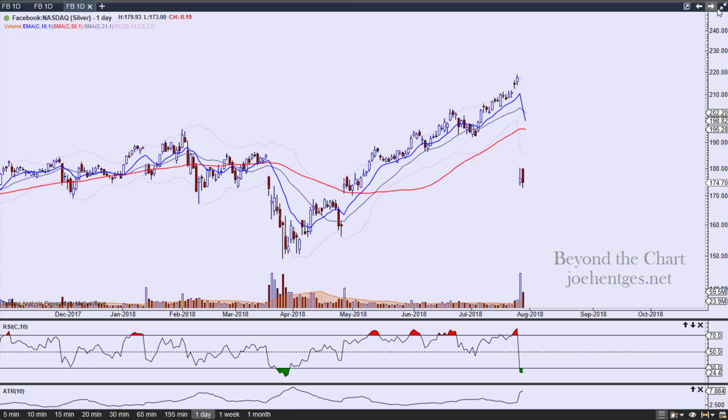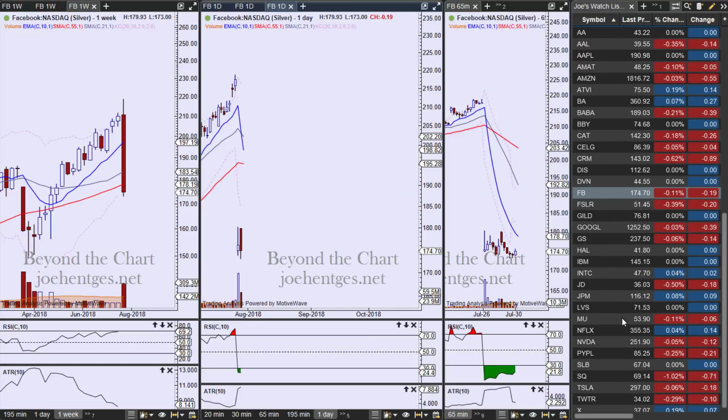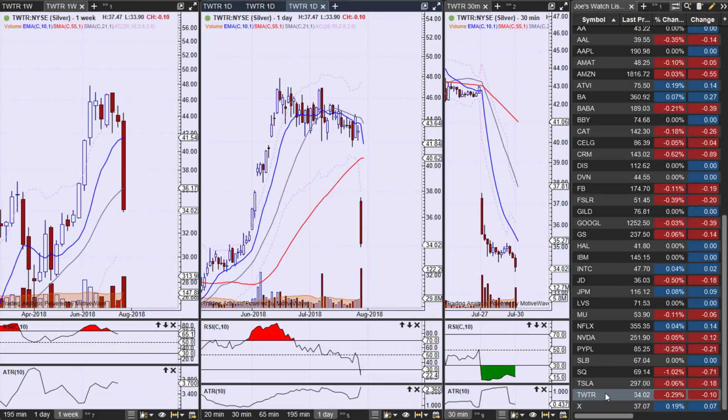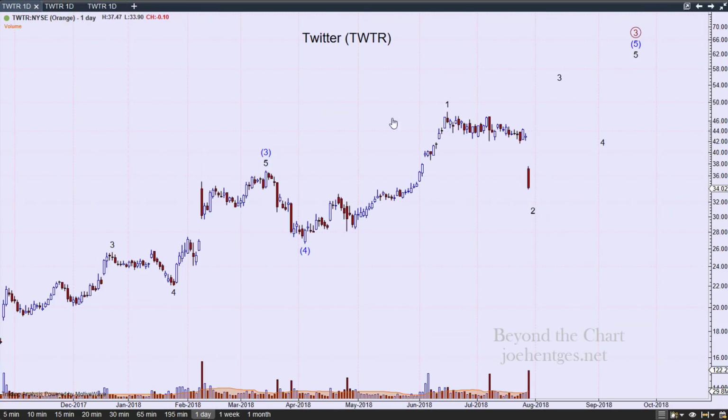Twitter yesterday. Let's take a look at Twitter. Twitter got hit 20.5%, 20%. Look at this move to the downside. Now, I had actually been, let me go to the Elliott wave move.